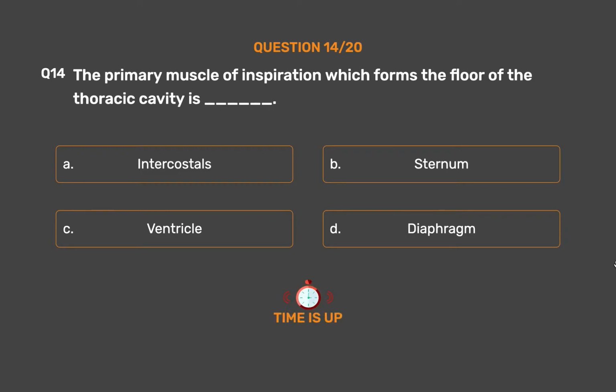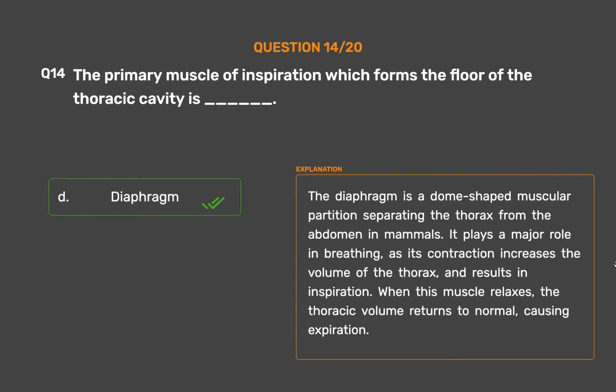The correct answer is option D. Diaphragm. The diaphragm is a dome-shaped muscular partition separating the thorax from the abdomen in mammals. It plays a major role in breathing, as its contraction increases the volume of the thorax and results in inspiration. When this muscle relaxes, the thoracic volume returns to normal, causing expiration.